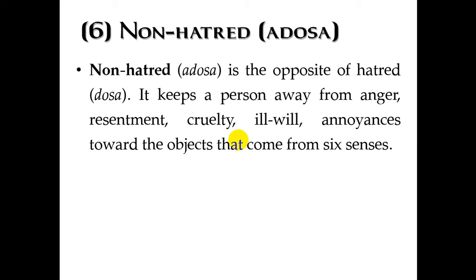We are not just like a drop of water on the leaf. When we do not like a person or a thing, we try to reject it with anger, with resentment. That is the characteristic of dosa. Here, non-hatred, right?